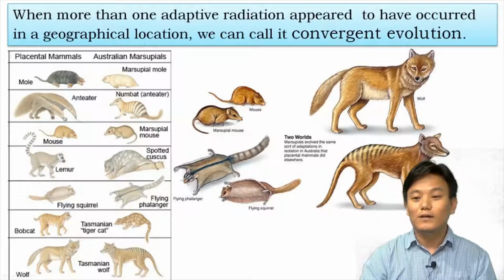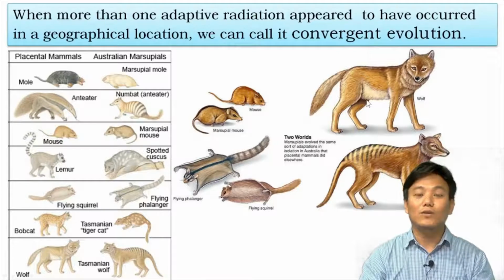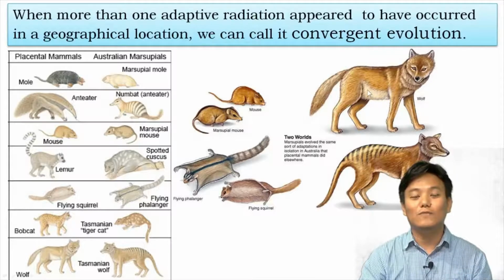So the Tasmanian wolf that was found in Australia resembles the wolf in other continents because they adapted in a similar way. Not that they came from the same ancestor, but they adapted in a similar way, so therefore they look similar. So this is convergent evolution. Okay, so that is about adaptive radiation.